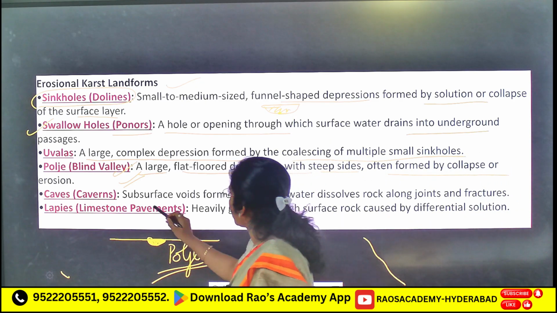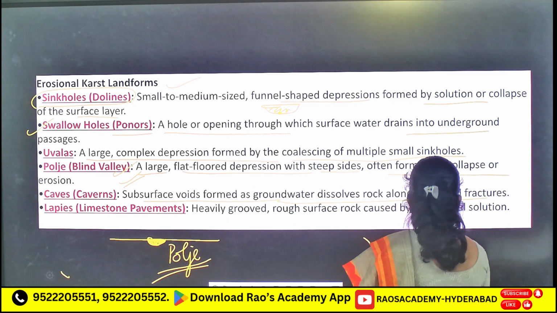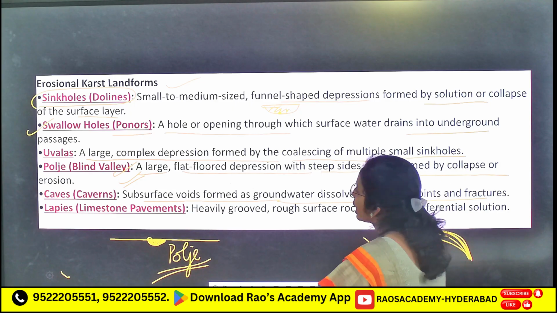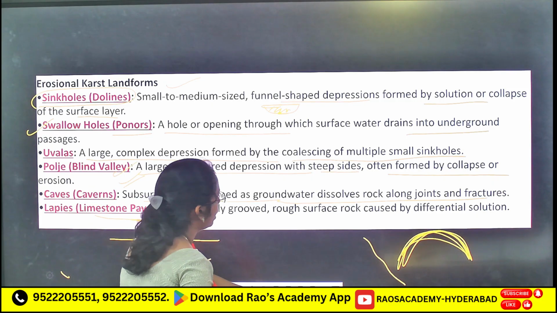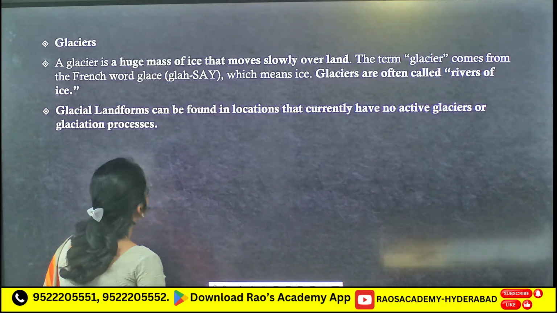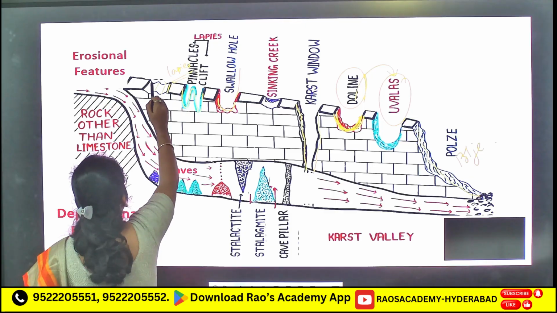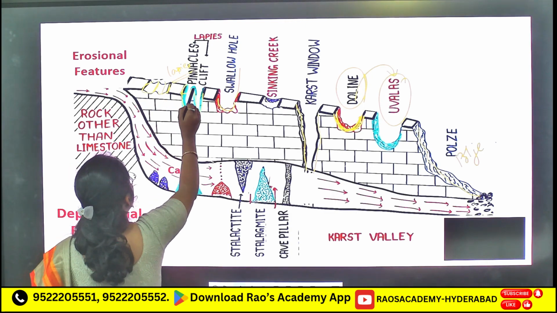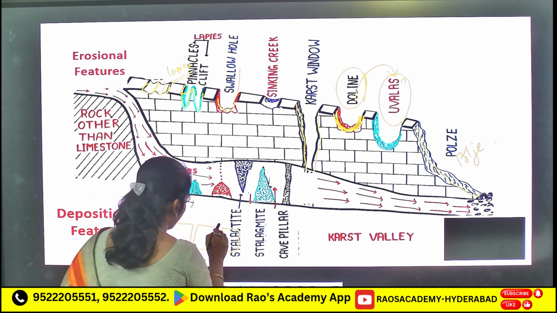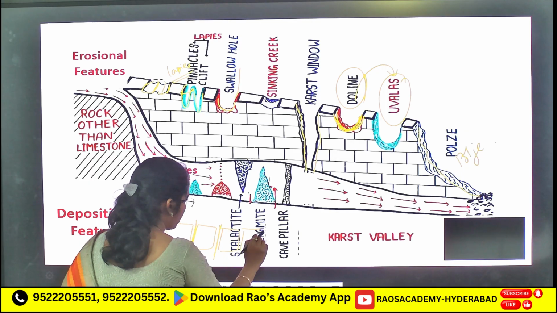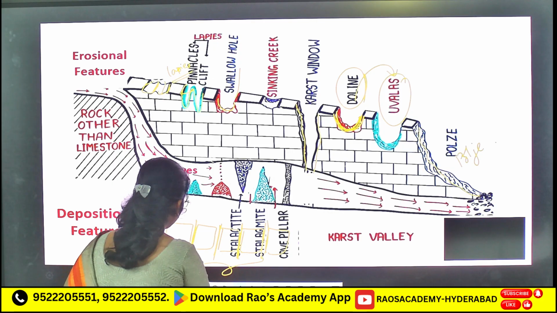Next, caves: subsurface voids formed as groundwater dissolves rocks along the joints. Underground you will see the cave formation. Lapis: limestone pavements, heavily grooved. If you see the picture you can easily remember. Here you will see cracks, this limestone pavement, those are known as lapis.